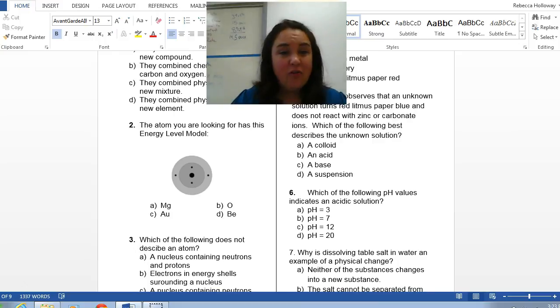The atom you're looking for has this energy level model. So you're looking, there's the picture there. The atom you're looking for has this energy level model. A is for Mg, B is for O, C is Au, and D is Be.